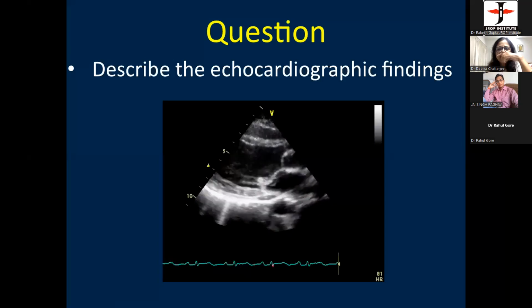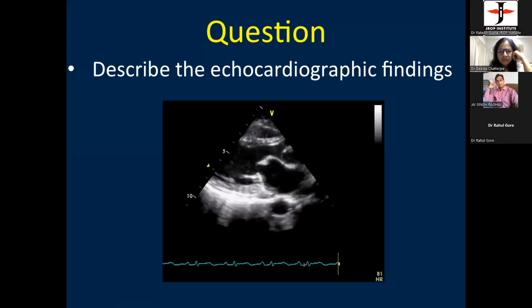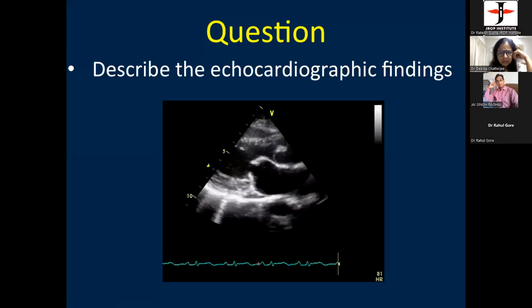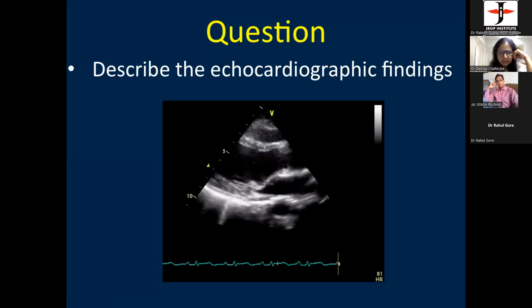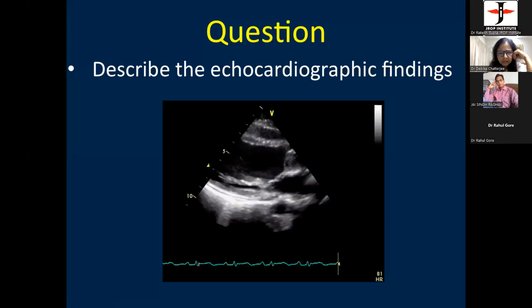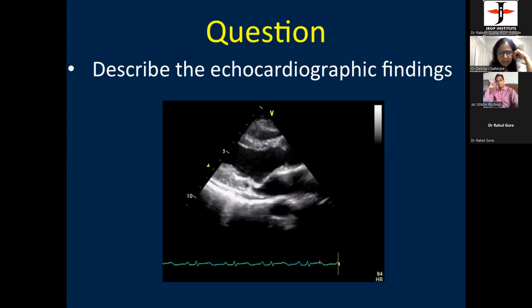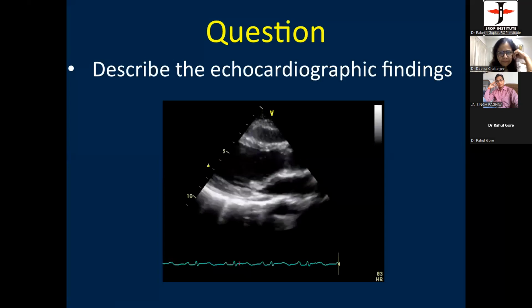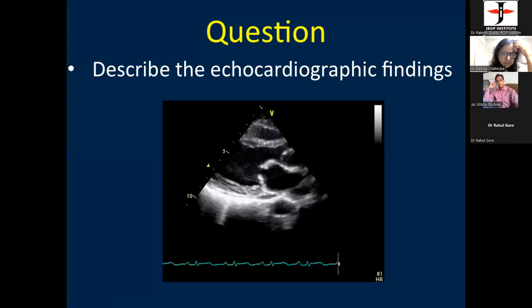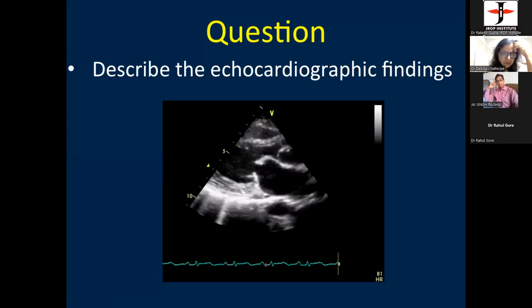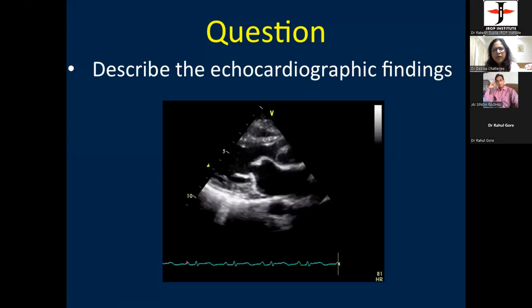Sir, ma'am, this is the parasternal long axis view. Here there is a pathology of the mitral valve. There's a doming of the mitral valve in the left ventricle. Also, there is enlargement of the left atrium, ma'am, and there is mild pleural effusion and mild pericarditis.